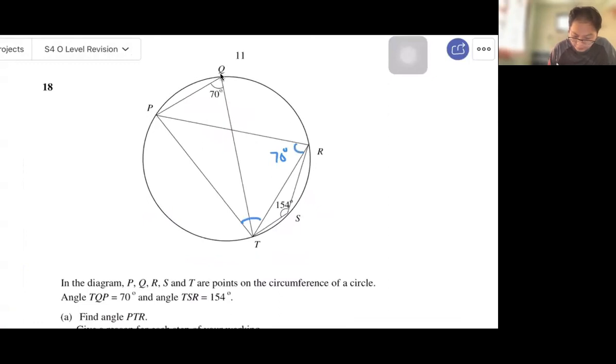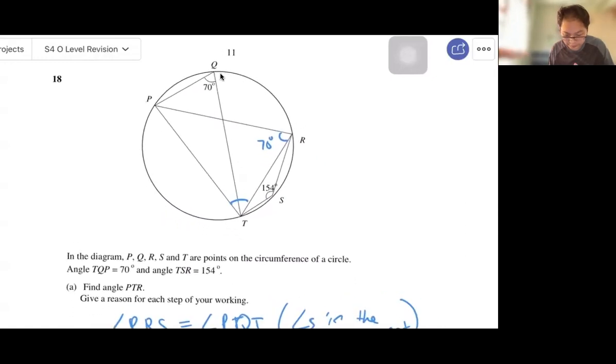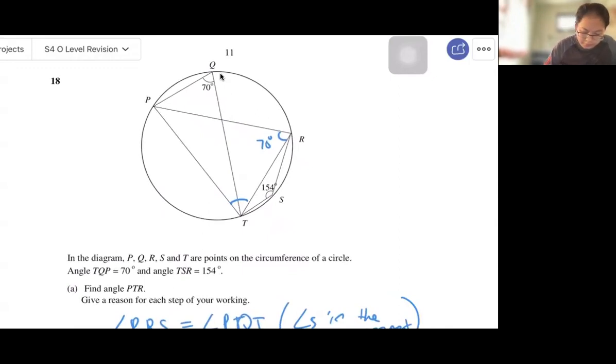So angle PRS equals angle PQT, angles in the same segment. Next, here, angle TPR equals 180 degrees minus angle TSR. So 180 degrees minus 154 is 26 degrees, angle in opposite segment. So here is 26 degrees, and lastly they want PTR.